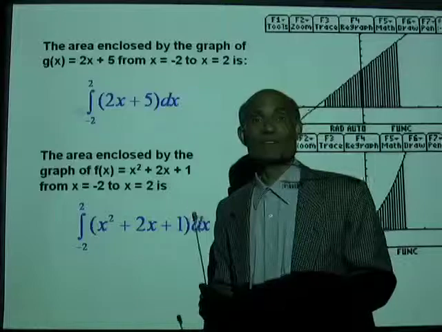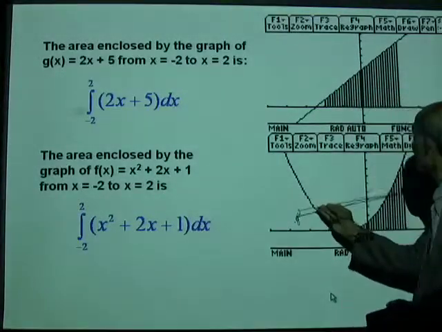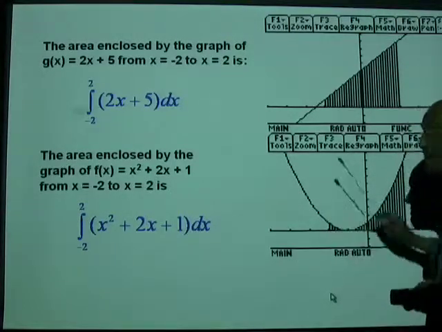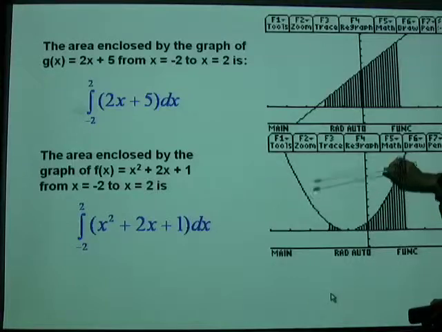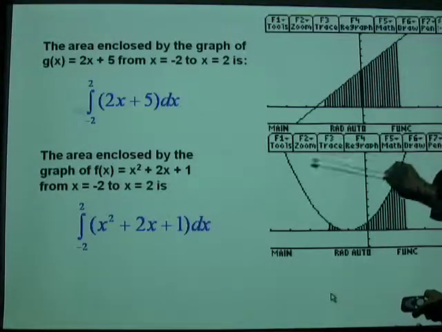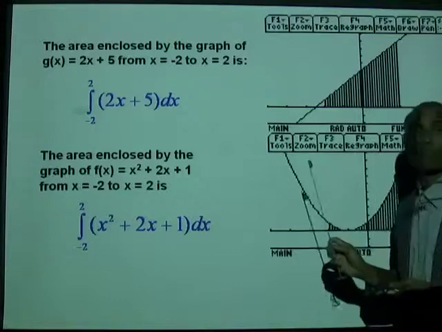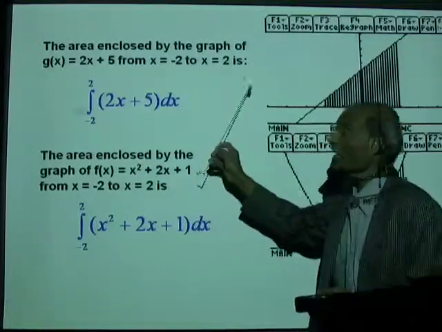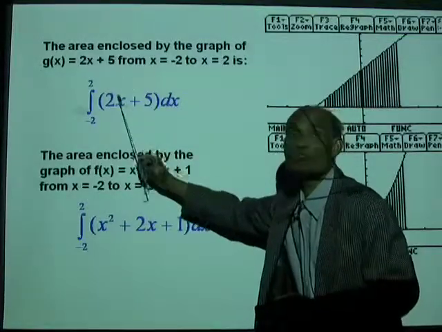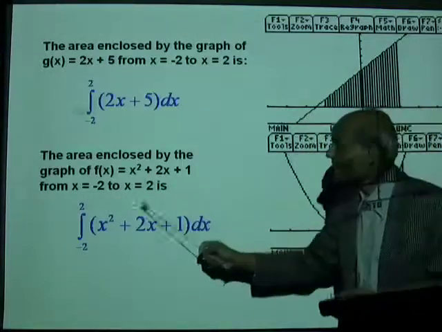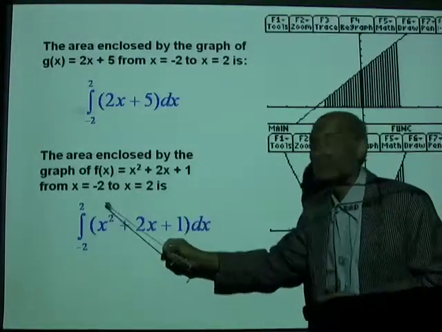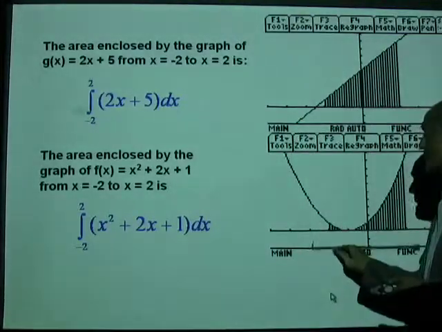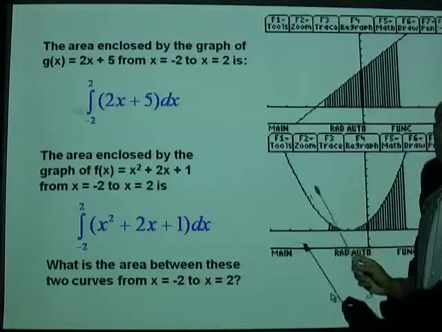And now, earlier we found that the area enclosed by these two graphs, we saw that area. Now how do you get that area? How do you get the area enclosed by the graph of g of x and f of x? What we know here is that this definite integral gives you the area enclosed by the graph of this function with the x-axis. And this definite integral gives you the area enclosed by the graph of this function, f of x, with the x-axis.